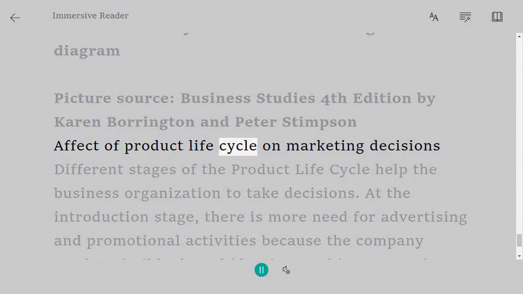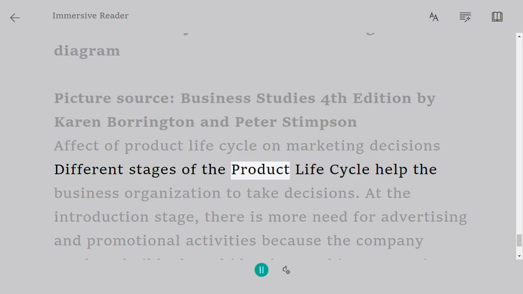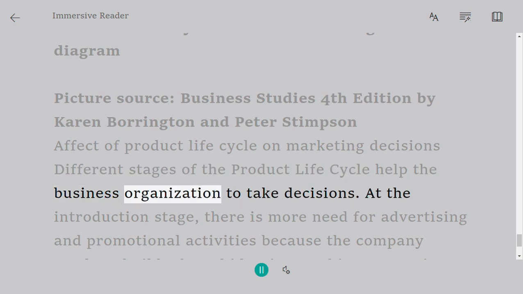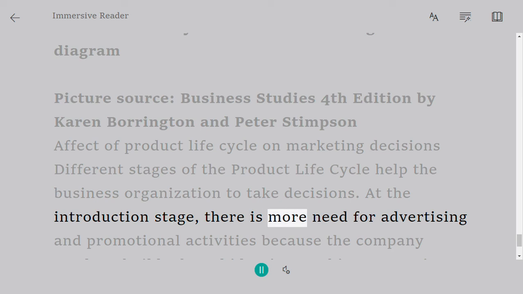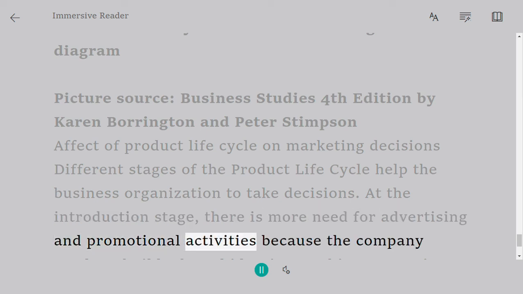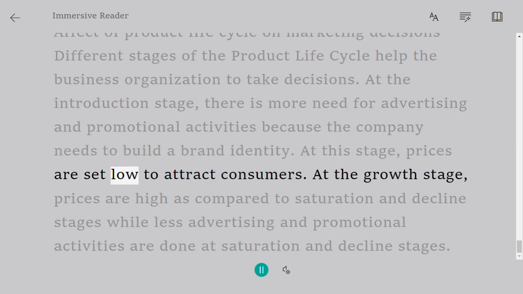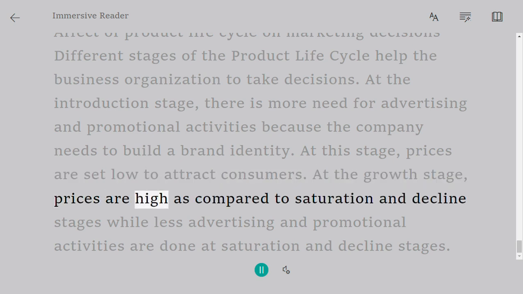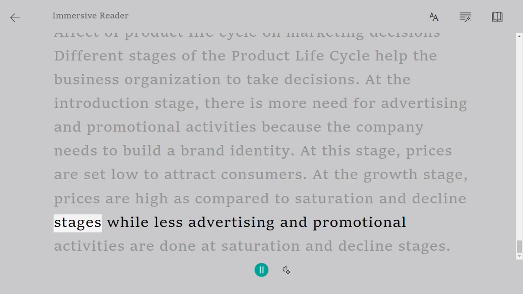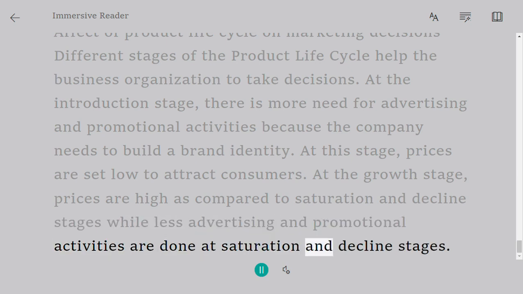Effect of product life cycle on marketing decisions. Different stages of the product life cycle help the business organization to take decisions. At the introduction stage, there is more need for advertising and promotional activities because the company needs to build a brand identity. At this stage, prices are set low to attract consumers. At the growth stage, prices are high as compared to saturation and decline stages, while less advertising and promotional activities are done at saturation and decline stages.